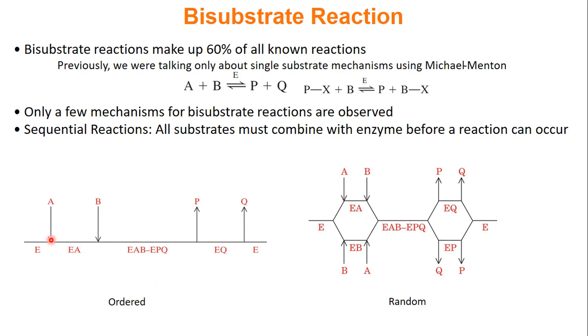Ordered is A always goes on first, then B goes on, then P goes off, and Q goes off. So the order matters. Random is it does not matter the order. First A goes on, then B, but it's totally possible that B goes on, then A, and then P could come off, then Q, or Q could come off, then P. So random can go either way, coming on and coming off. Ordered has to follow an exact order.